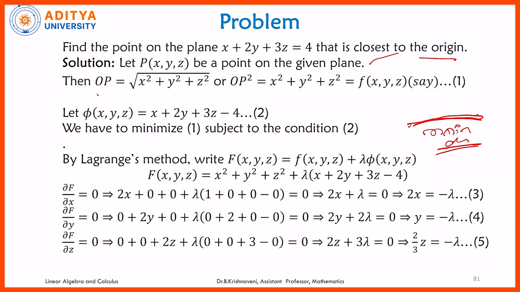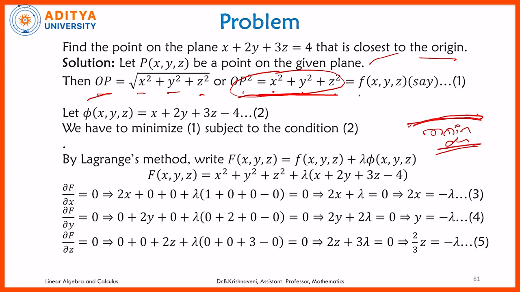And we all know that OP, the distance between the origin and the point, is given by the square root of x² + y² + z², which can be written as OP² = x² + y² + z². We need to find the point on the plane which is closest to the origin. So we need to find the minimum of this function.